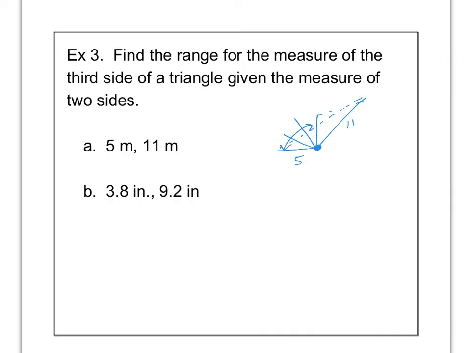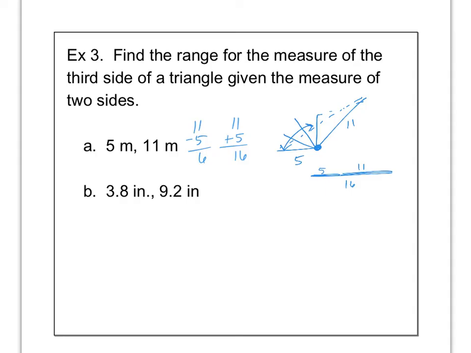The way to find the range of the third side given two sides is you take your two numbers and you subtract them and you add them. 11 minus 5 is 6, 11 plus 5 is 16. So the range of the side has to be between 6 and 16. But you don't want it exactly equal to those, or you're going to wind up, imagine if I had 16, 5, and 11, it would be a totally flat segment. It would not form a triangle.